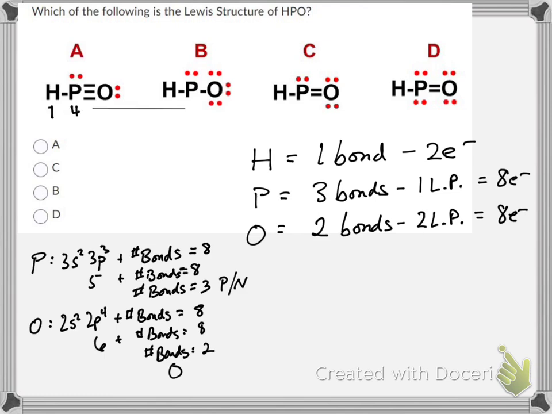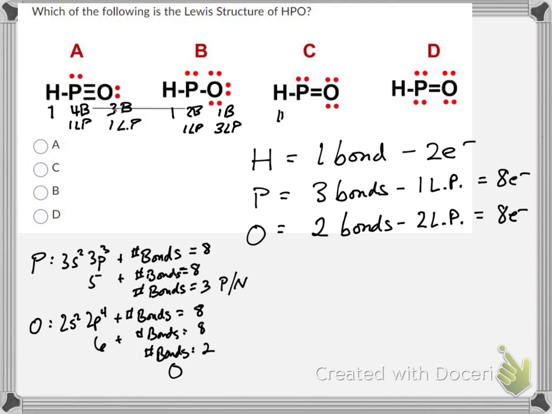So hydrogen clearly has 1 bond, that's good. It has 1 bond in all 4 options. When we look at phosphorus here, phosphorus has 4 bonds and 1 lone pair. Oxygen has 3 bonds and 1 lone pair. So that's definitely out of our analysis. Let's look at this one: phosphorus has 2 bonds, 1 lone pair. Oxygen has 1 bond and 3 lone pairs. That's also out of our analysis.